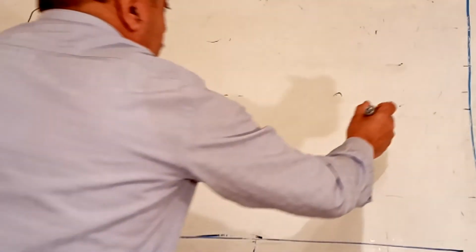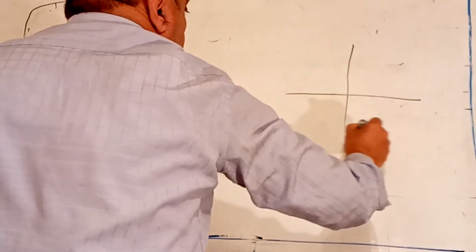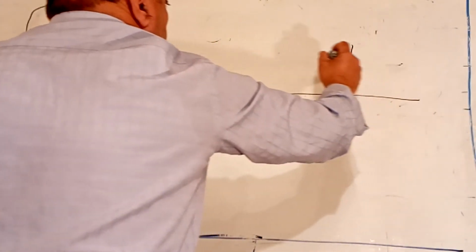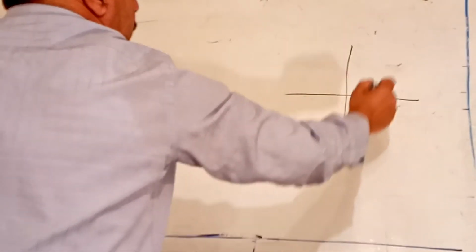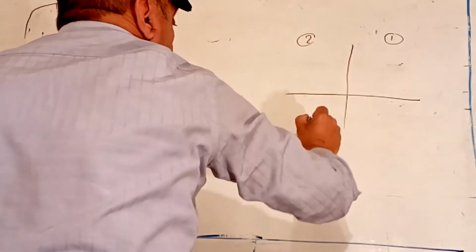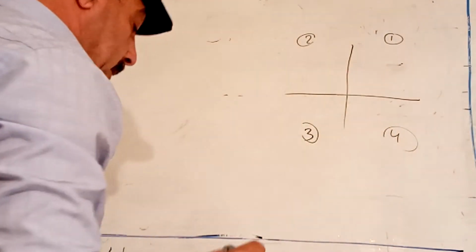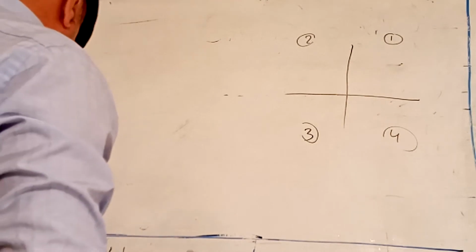Let's start by this. These are the axes, x and y axis. This is first quarter, second quarter, third quarter, and fourth quarter. So this is first quarter, this is second, this is third, and this is fourth. Let's start with the first quarter.